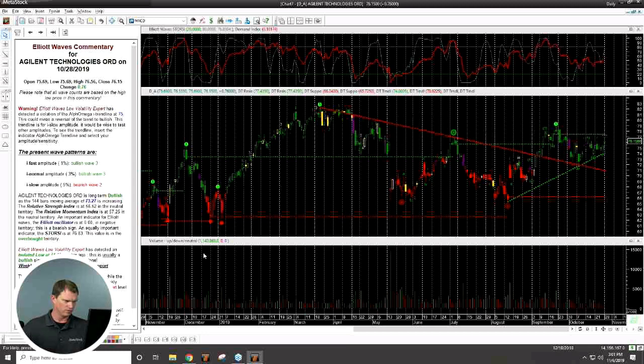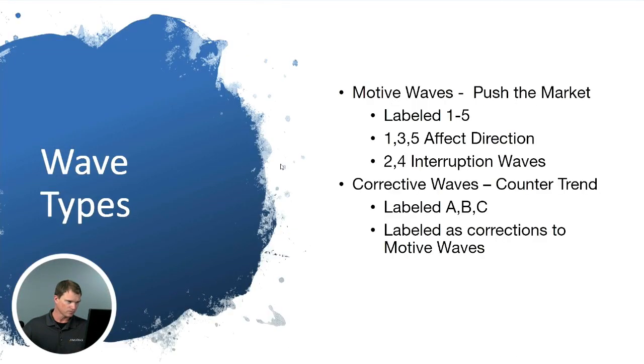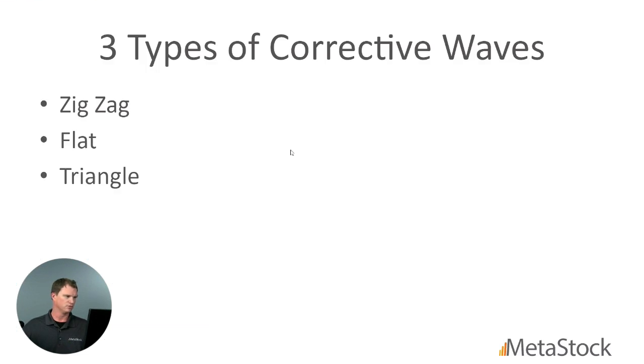That's where this add-on as part of MetaStock 17 really comes in handy, because you're able to trade through those, stay out if it's too choppy or too volatile, or be able to trade through it as well. So again, the motive waves are the ones that are pushing the market. The correctives are the counter trends to the market. And you've got three types of corrective waves: your zigzag, your flat, and your triangles. Again, for anybody that understands and knows Elliott waves, this is a great addition to 17. And if you're just starting to learn about Elliott waves, it's a really good part as well.